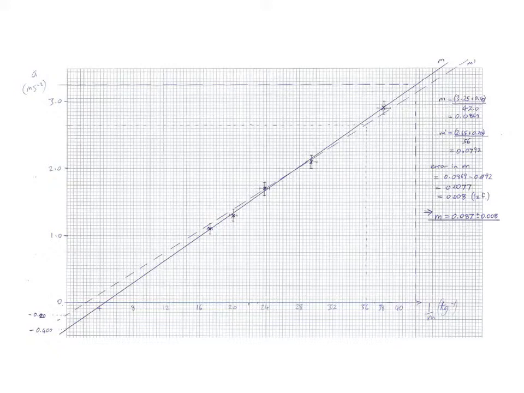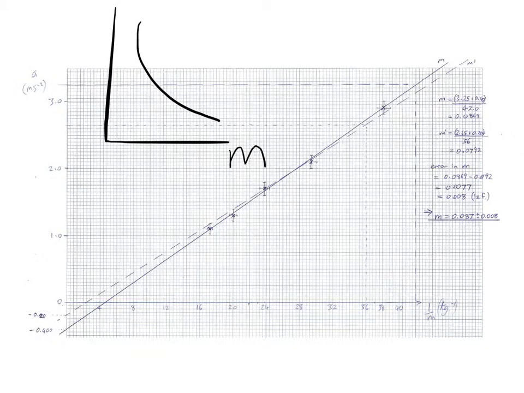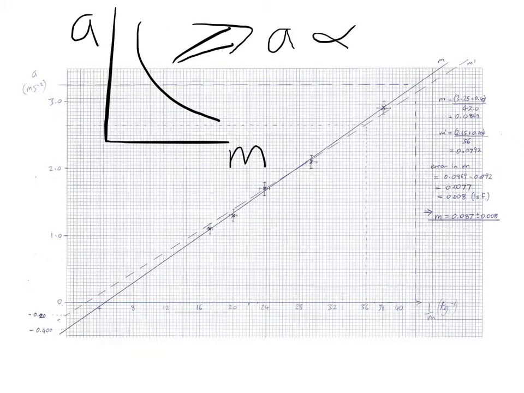After an initial graph was plotted, it looked something like this when simply mass was plotted against acceleration, and that of course tells us that most likely acceleration is proportional to 1 upon mass.